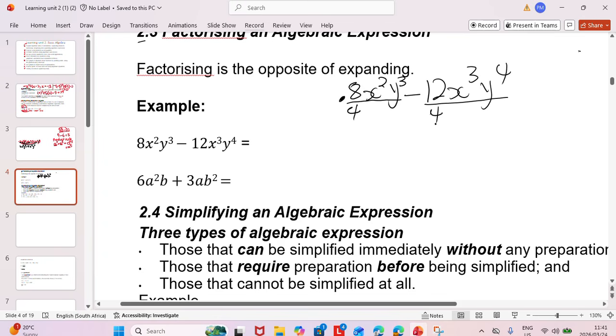Not 2, guys. 2, yes, 2 is common, but not the highest. Are we clear? And then you take out 4 as well. This step, the step that I'm highlighting, is the most important step. So don't miss out on that step.